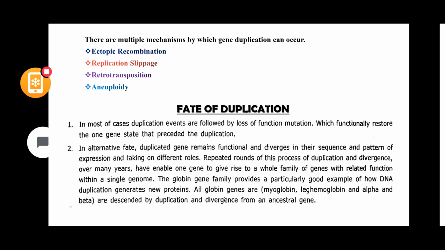So the first fate of duplication is that in most cases it has been found that there is a loss of function mutation which functionally restores the one gene state that preceded the duplication. As I told you, the original gene has been mutated, but because of duplication, that particular gene is present in another location of the DNA. So the gene still functions and gives the functional protein. That is the first case. Even if it is getting mutated, no problem, I have one more copy of that.